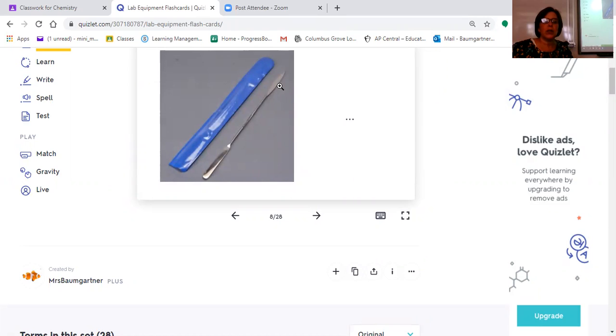Spatula, on one end it's usually pointed, the other end's flat. We can use that to scrape away substances inside of beakers.